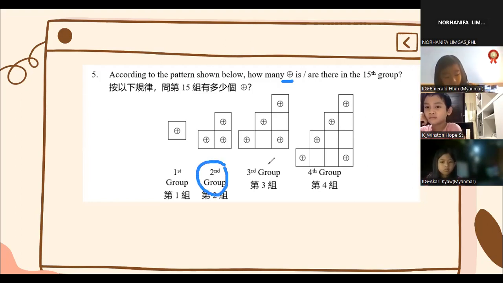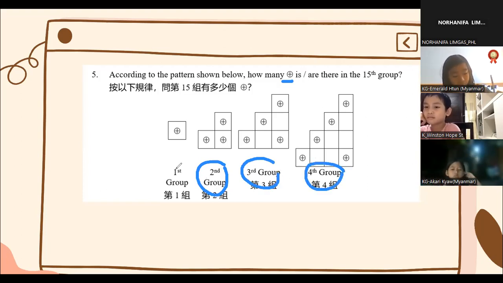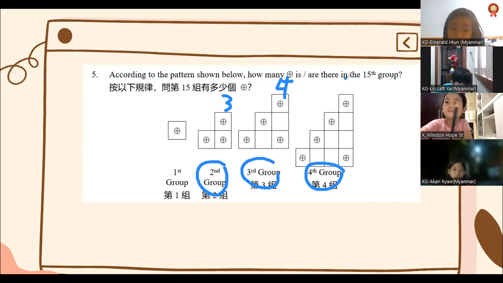Didn't you notice that? This is the third group. This is the fourth group, except for the 1, okay? On the second group, notice how many of this figure are there. There are 3. And this is in the second group only, right? On the third group, how many of this figure do you have? You have 4. Okay, and then on the fourth group, you have 5. So just by having that, it means that whatever group you have to look for, you just have to add it with 1.